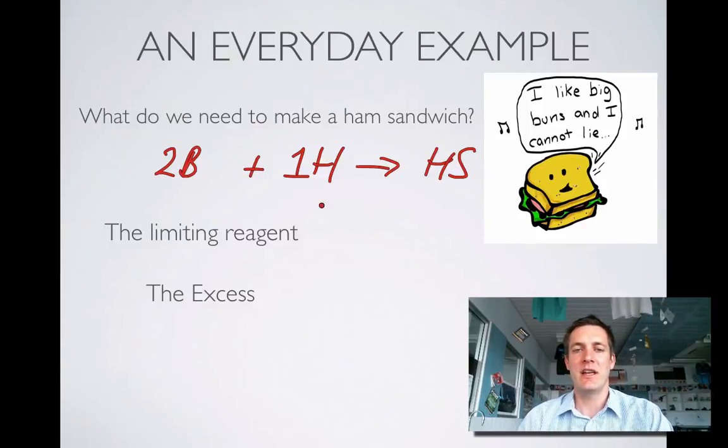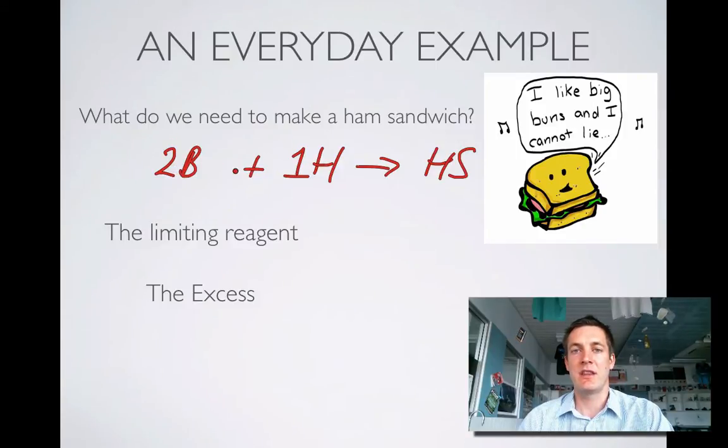Now if I had 2 million slices of bread and only 1 slice of ham, I'm going to be limited by the amount of ham that I've got. I'm still only going to be able to make 1 ham sandwich because I've only got 1 slice of ham. So my bread is going to be in excess and my ham is going to be the limiting reagent. In other words, the ham's going to run out before the bread does.